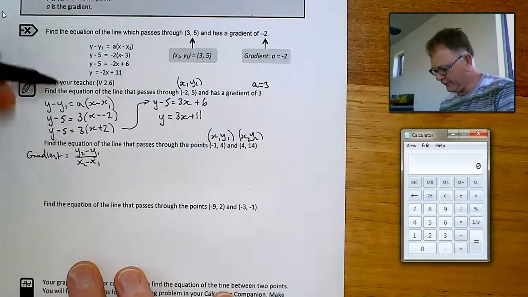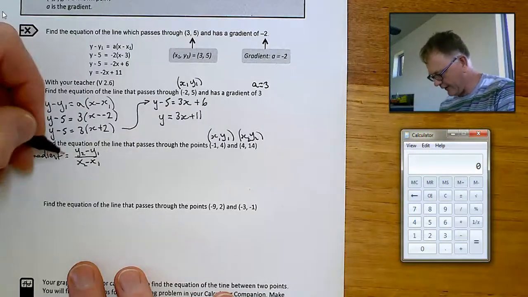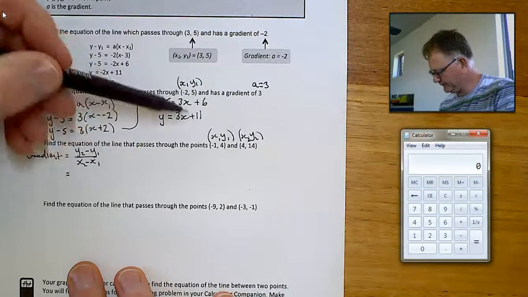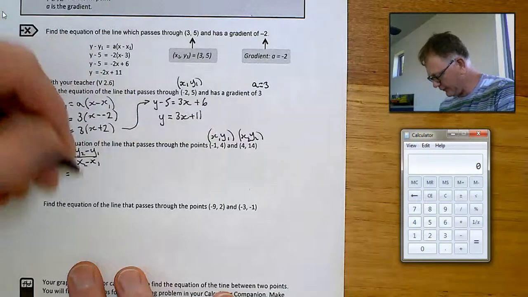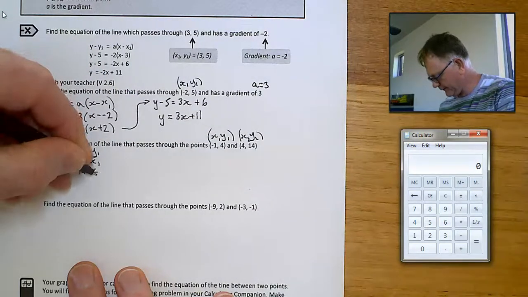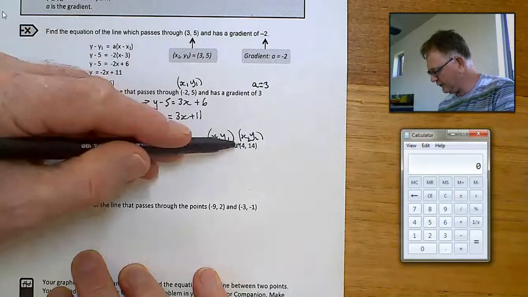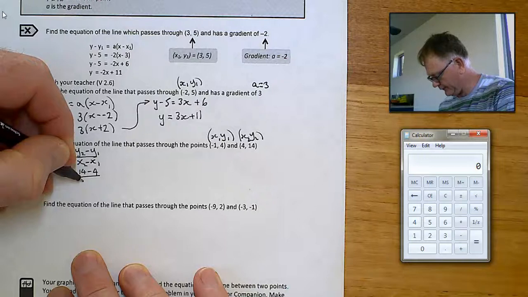So all you have to do is put that information into here to work out the gradient. So the gradient equals y2 minus y1, 14 minus 4, divided by x2 minus x1, 4 minus minus 1.